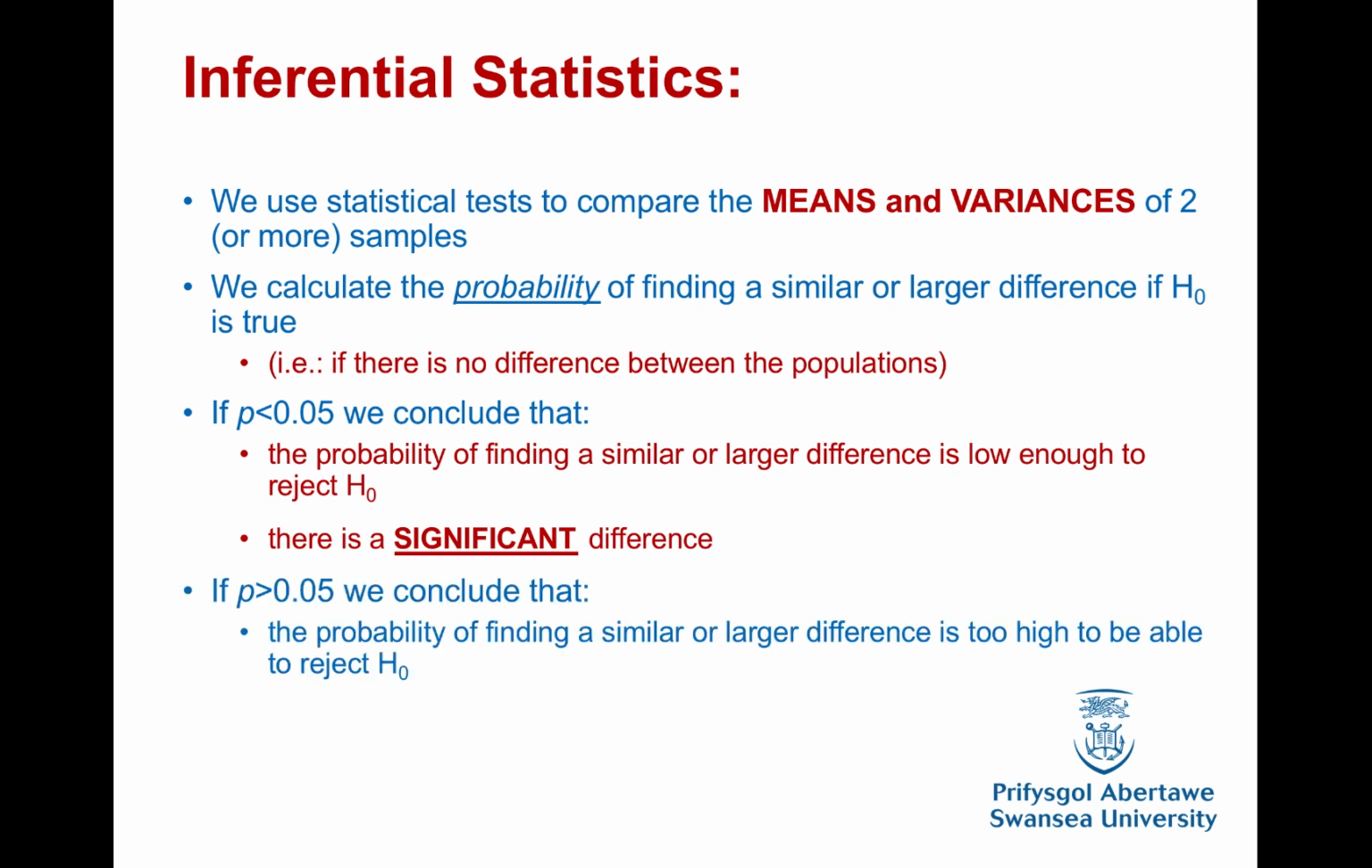On the other hand, if we calculate our probability using our statistical test, and we find that p is greater than 0.05, then we conclude that the probability of finding a similar or larger difference is too high to be able to reject the null hypothesis. As in, the chance that we would have found a difference that large is too high to say that there is no difference between the populations. So we conclude that there is no significant difference if p falls above this 0.05 threshold.